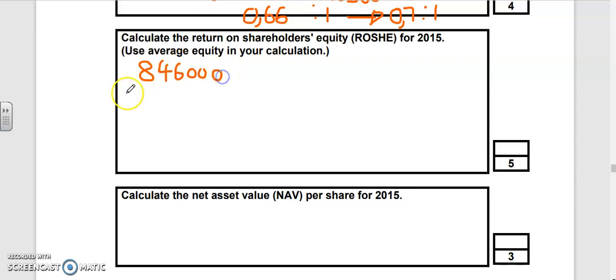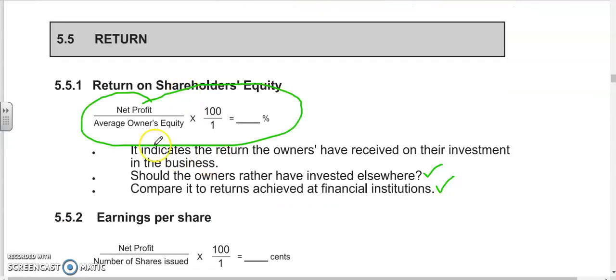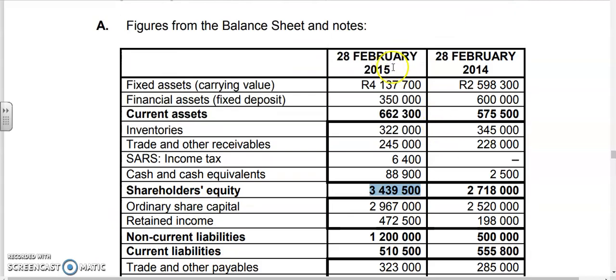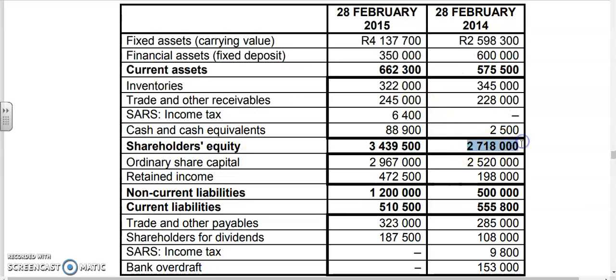So 846,000 divided by, now if you go back, average owner's equity or average shareholders' equity. Now you and I know that shareholders' equity is made up of ordinary share capital and retained income. But be careful, when they say average shareholders' equity, they mean the shareholders' equity for this year, 2015, and last year's 2014. Average means divide by 2 because there's two amounts. So you add these two up and divide by 2. So 3,439,500 plus 2,718,000.